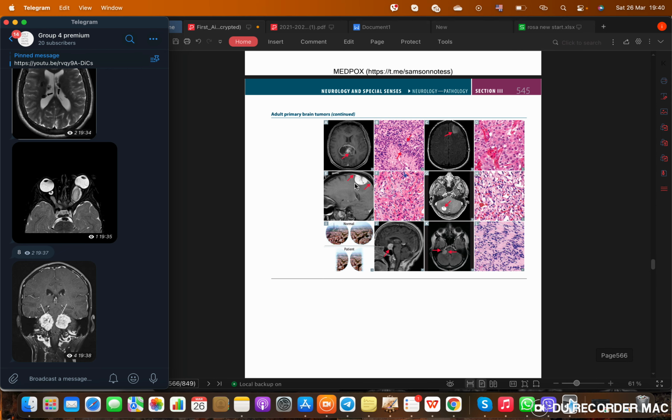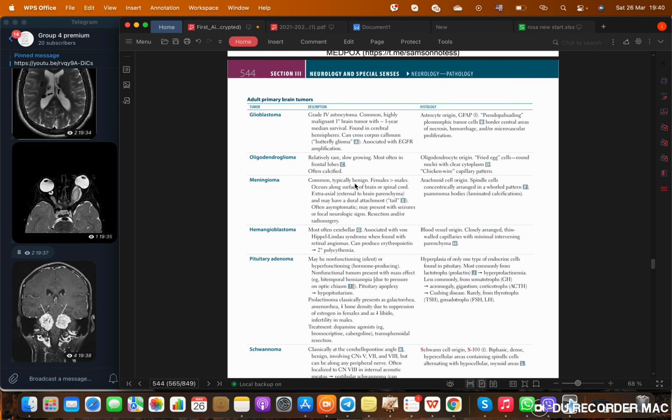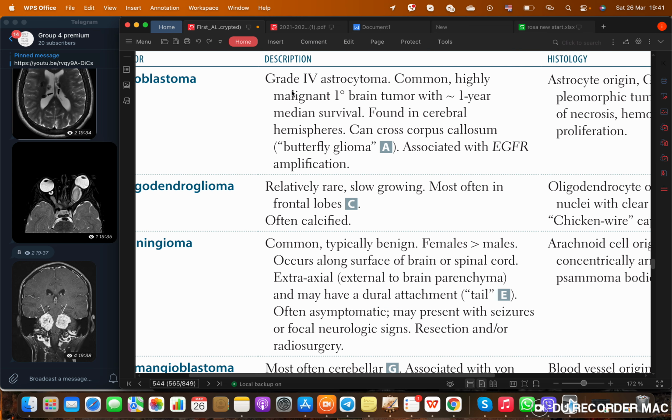CNS cancers are quite a list, so let's start with it. We have glioblastoma. Maybe you heard the story: person X had a brain cancer and died in 6 months or in a year. Yep, this is the worst case scenario. It's a glioblastoma, a grade 4 astrocytoma. Grade 4 means too late.